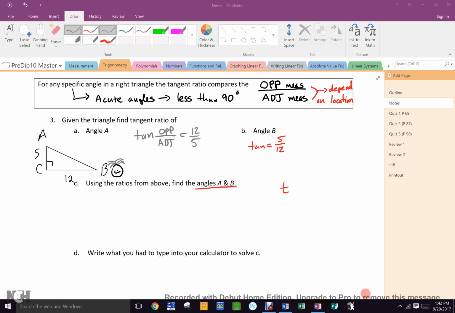Anyways, while we wait for our quality technology to continue to work, please notice what I'm asking you to do at letter D. Whatever buttons you push to get the answers to C, which, by the way, are what? 67 and 23, right? Yeah. We'll have to fix that up right now.